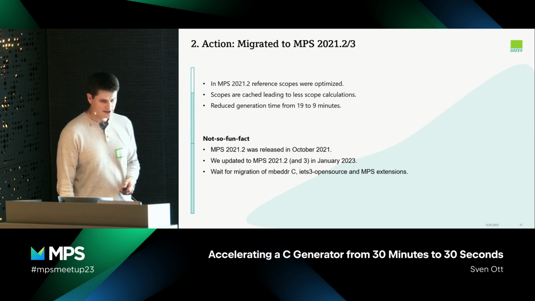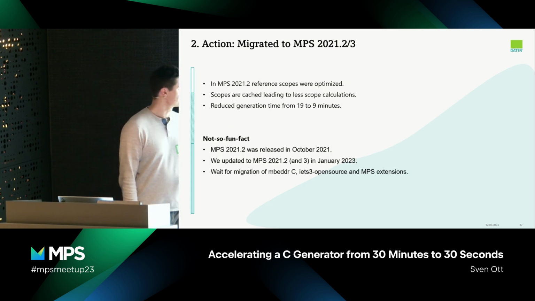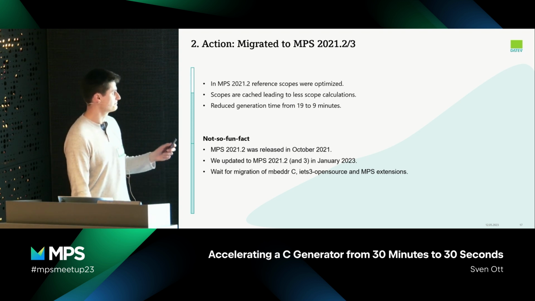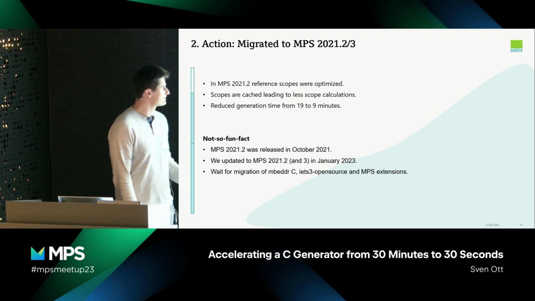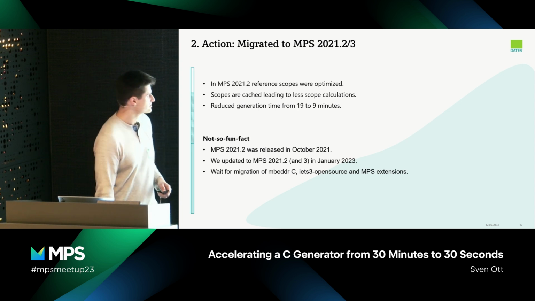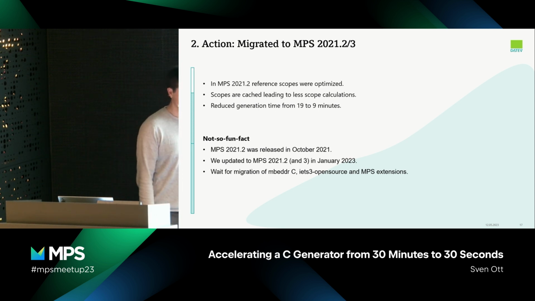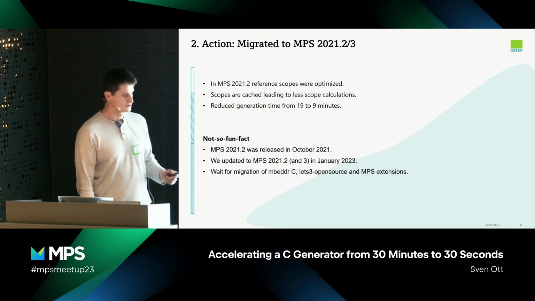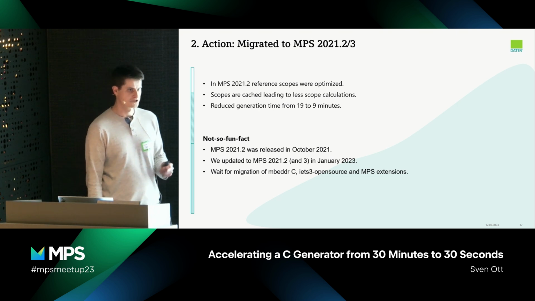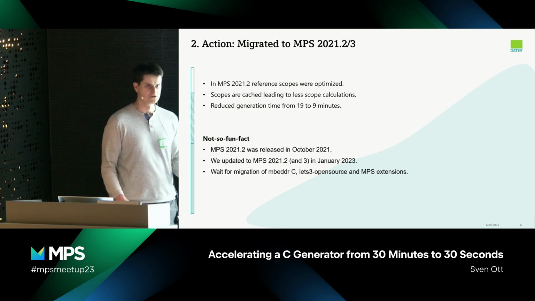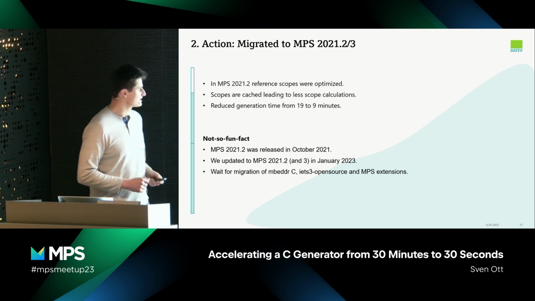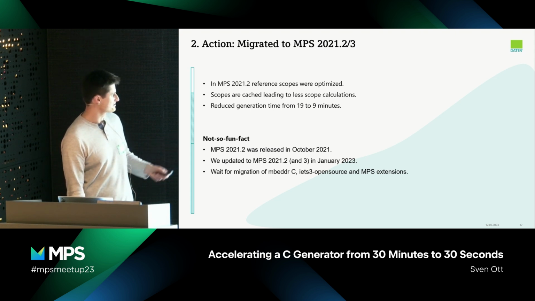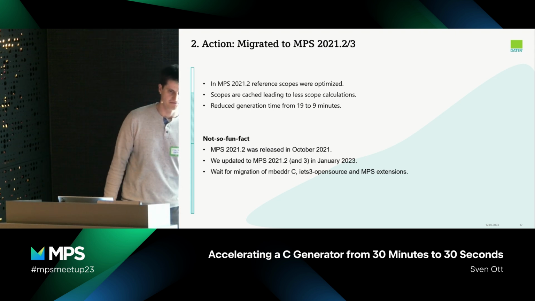The second bigger action we took at the beginning of this year was that we moved from MPS 21.1 to MPS 21.3. And in MPS 21.2, JetBrains did a nice thing. They optimized reference scopes. So in 21.2, scopes are cached. If you have multiple reference macros using the same scope, then you only have to calculate the scope once. And this surprisingly reduced our generation time from 19 to 9 minutes.